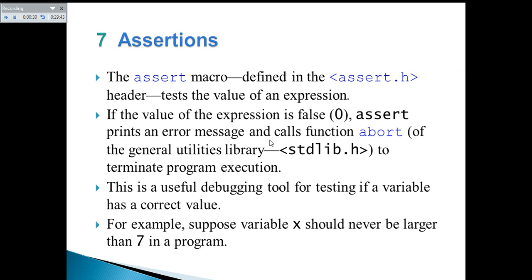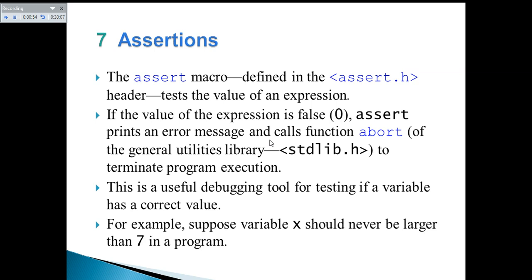This is a useful debugging tool for testing if a variable has a correct value. For example, suppose variable x should never be larger than 7 in a program. So in cases where you want to restrict certain variables' values, you should use these assertions. The assert macro is defined in the header file assert.h, and it tests the value of an expression.